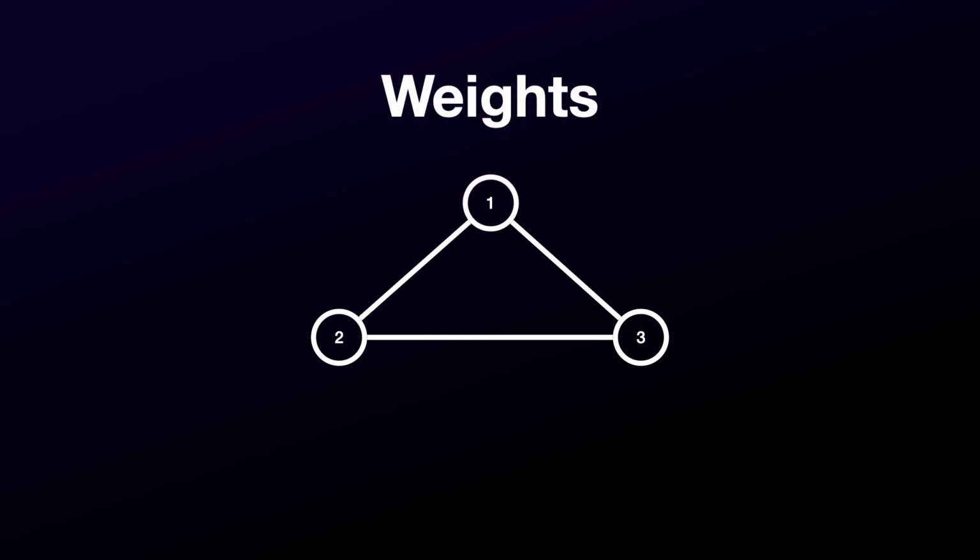Another important concept in a graph is weight. A weight is basically a value associated with an edge. For example, here the edge 1, 2 has a weight of 50, 1, 3 a weight of 40, and 2, 3 a weight of 30. Weights are important when we need to quantify and compare between different connections.